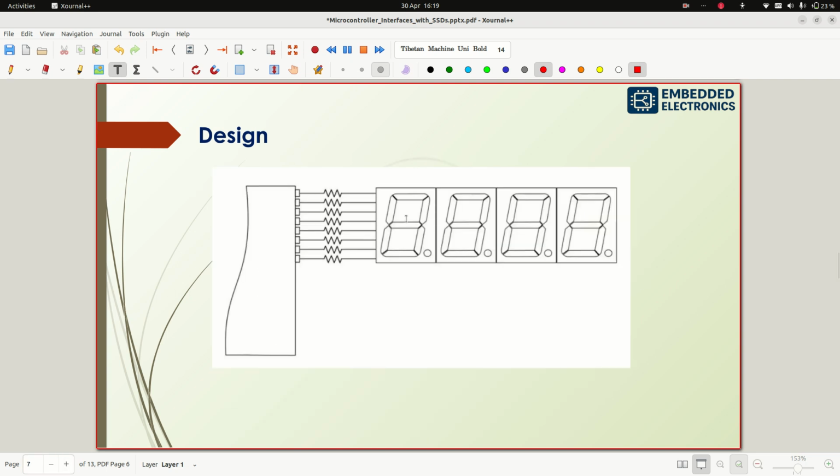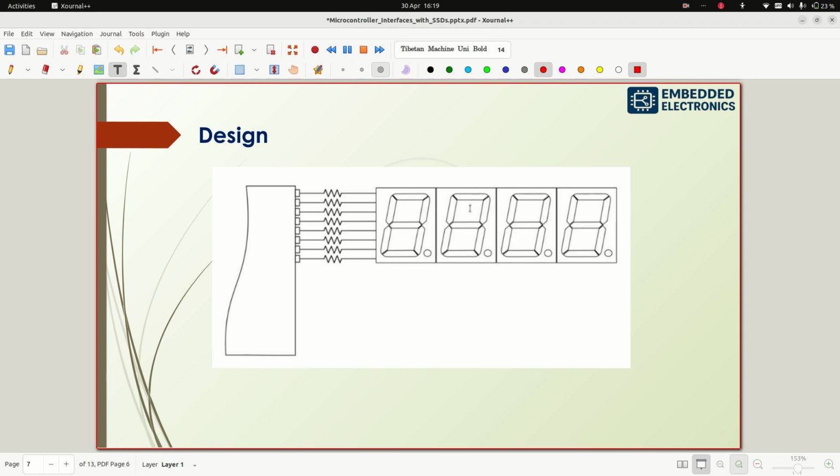So here you can see we have 4 SSDs: 1, 2, 3, 4. How many interfacing lines are there? For one SSD we have 8 interfacing lines. For 4 SSDs we have 32 interfacing lines required. But our microcontroller has 40 pins, right? So what we need to do?